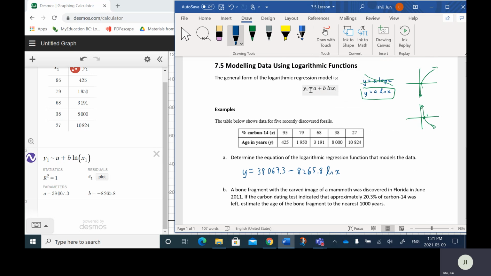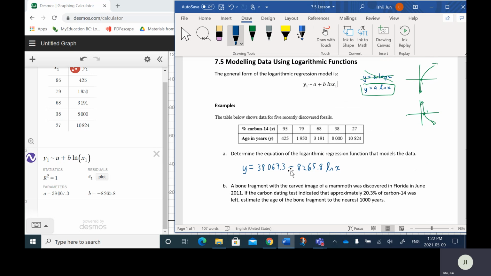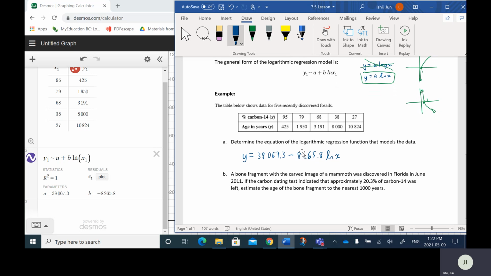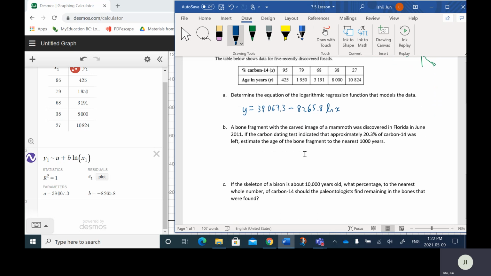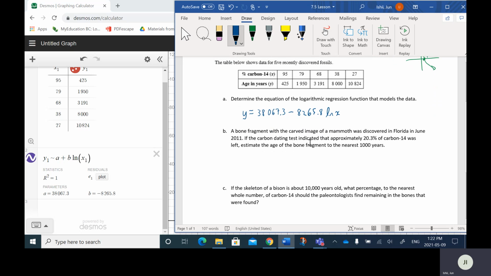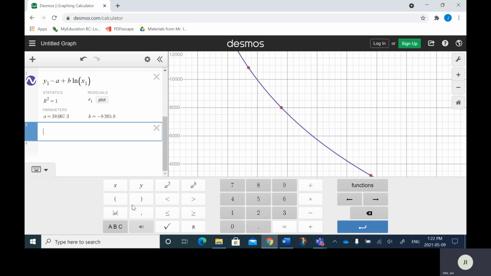So again, I just subbed in y equals, and then my a value is that, minus, since it's negative, 8265.8 ln x. All right, so this is my logarithmic function. Let's answer a couple of these questions here.